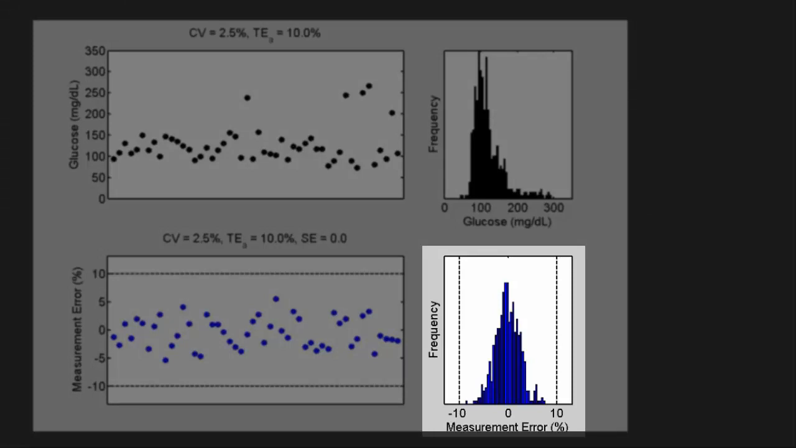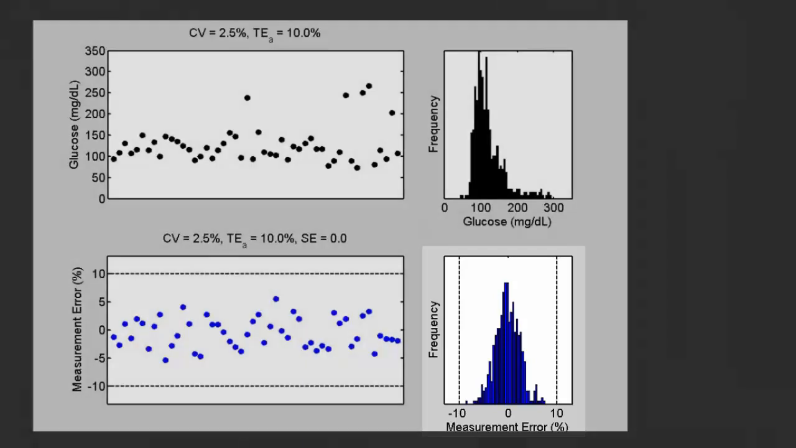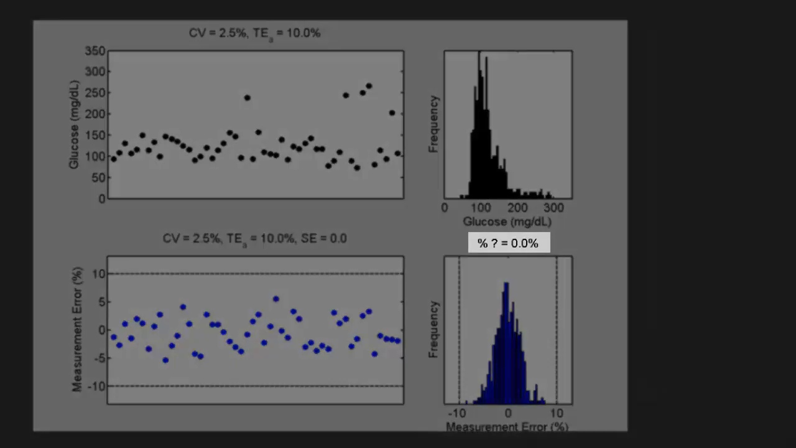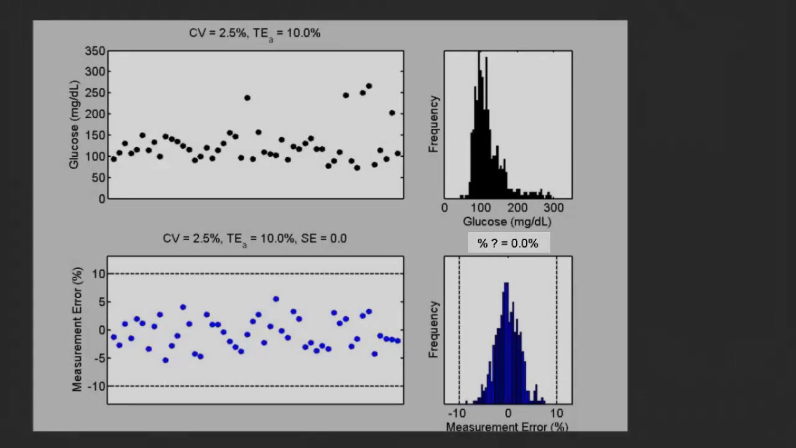This is because we have a TEA of plus or minus 10%, but a CV of 2.5%. So the chance of getting a result with a measurement error as high as 10% is very low. In fact, in this case, the percent unreliable is 0 when rounded to the nearest 1/10%.